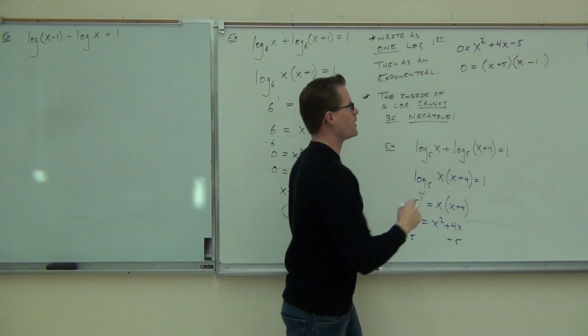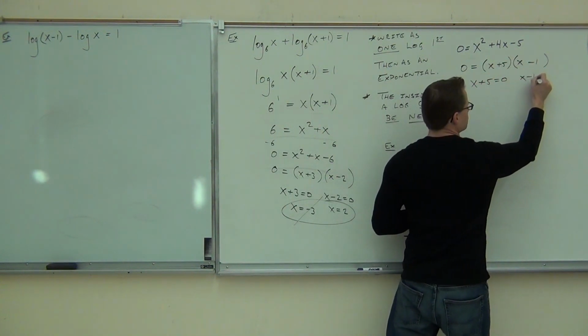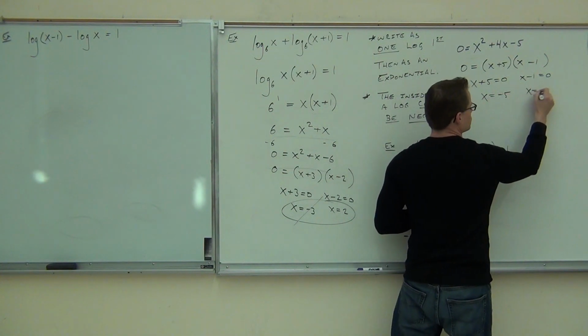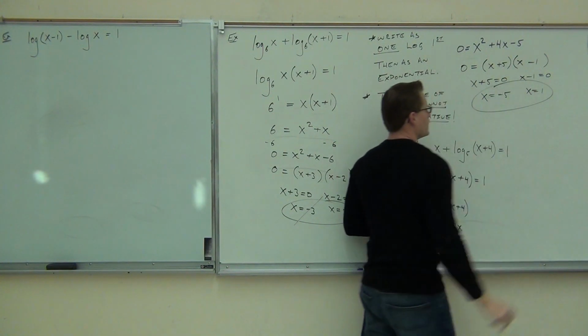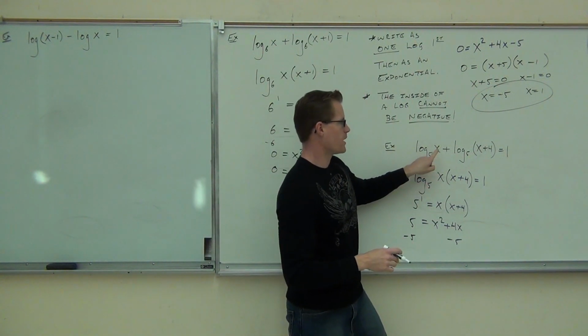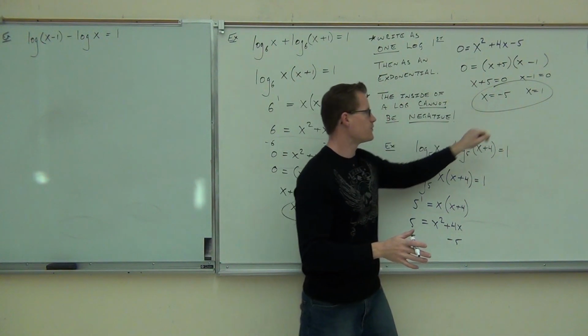Hopefully you got +5 and -1. That means we're going to set each of them to 0. We'll get x equals -5, x equals +1. And it appears that we have two solutions. However, when we plug them in, the 1 is just fine. We get 1, we get 5. That's great. They're both positive inside our logarithms. However, the -5 is not.